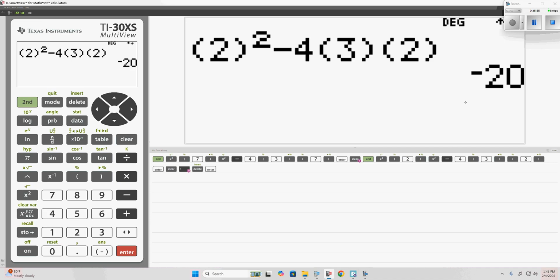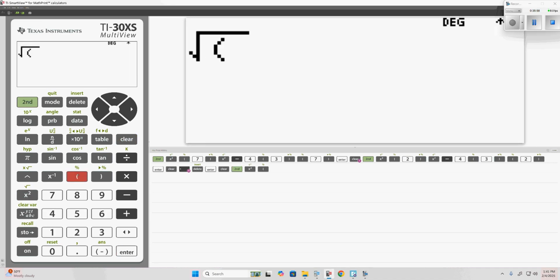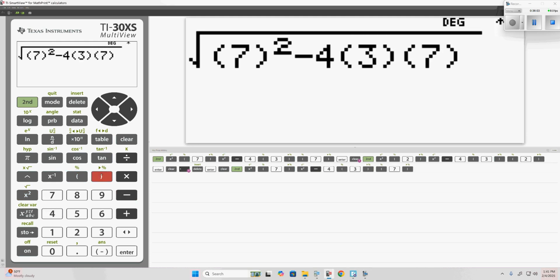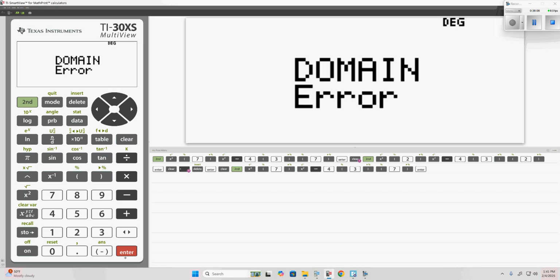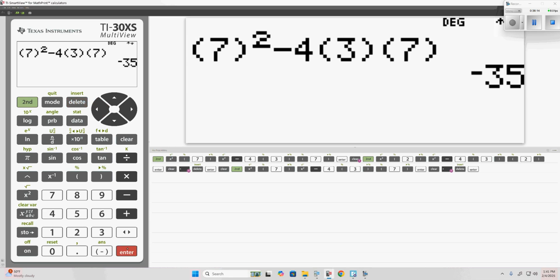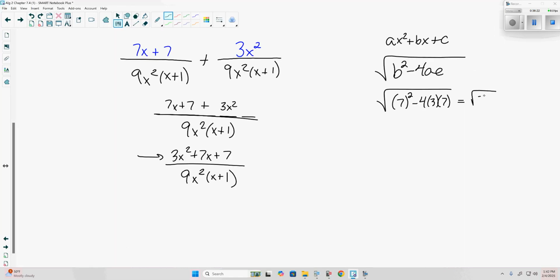And at this point, we can grab the calculator, say second square root, 7 squared minus 4 times 3 times 7. Domain error. Negative 35. So what that tells us is that we have the square root of negative 35, or i square root of 35. So it's imaginary and irrational. That means the solutions are imaginary and irrational, which means it doesn't factor.